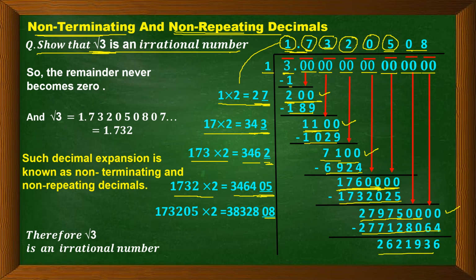So this is how we can go on and on with the long division process. And if you observe, the remainder never becomes 0 over here. So root 3 is 1.732050807, which is approximately equal to 1.732. Right, so such decimal expansion is known as non-terminating and non-repeating decimals, and therefore we can say that root 3 is an irrational number because the decimal expansion is in non-terminating and non-repeating decimal form, right?